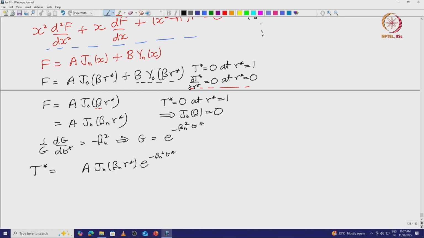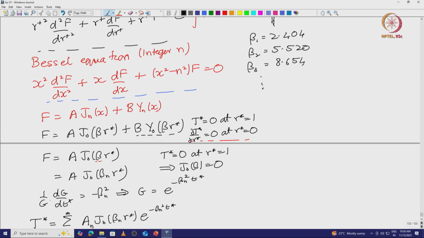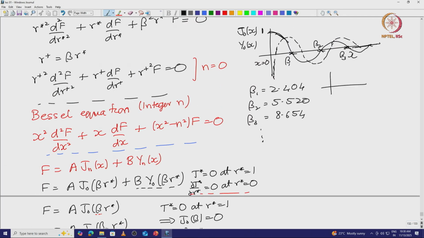Therefore, the most general form of the temperature is the summation n equal to 0 to infinity. I have taken 1, so I will take it as 1 to infinity of A n times this. So, you have a series of functions. The first one looks something like this, where this is equal to 0. The next one looks something like this, so this beta n corresponds to this. The third one looks something like this, all of them at r star equal to 1.